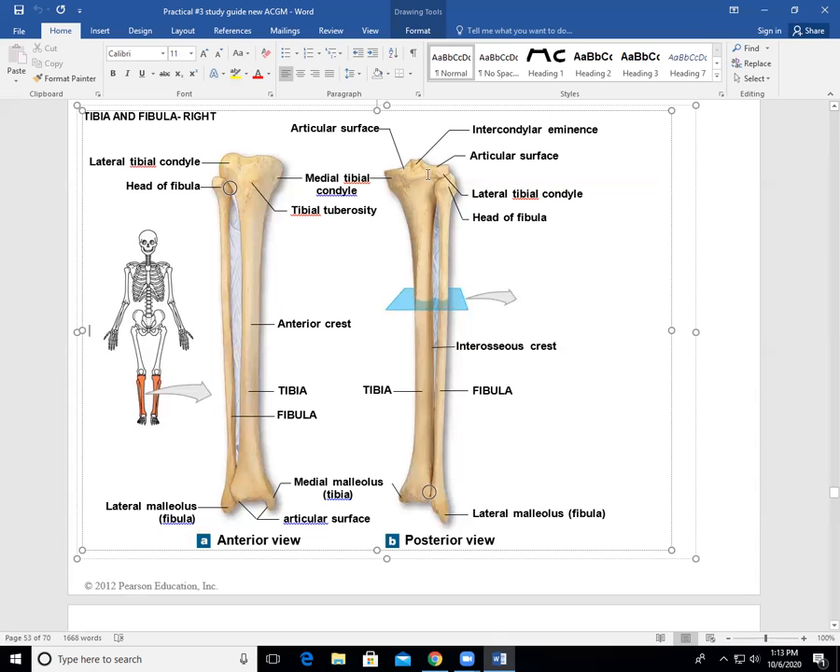Now you also have articular surfaces on the proximal end of the tibia. Why? Because it's articulating with what? The femur, the bone we just studied. Because you have a condyle here and a condyle here, you have a space in the middle, and it's raised up, so we call it an intercondylar eminence.